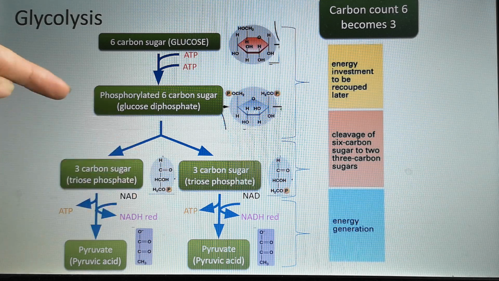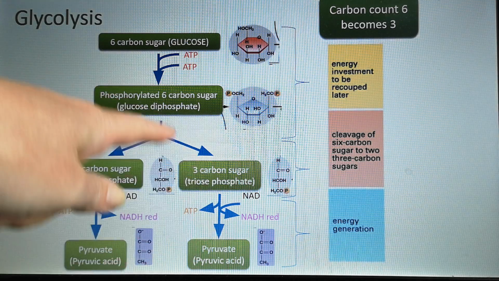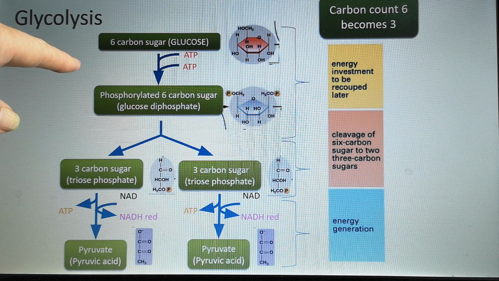So in this step here, if we're just looking at this side of the reaction, 1 3-carbon sugar is dehydrogenated to produce pyruvic acid or pyruvate, and that process releases enough energy to phosphorylate 2 molecules of ADP to produce ATP. Now, really important when we're studying respiration is that this reaction happens twice for every glucose molecule, because we're producing 2 triose phosphates.